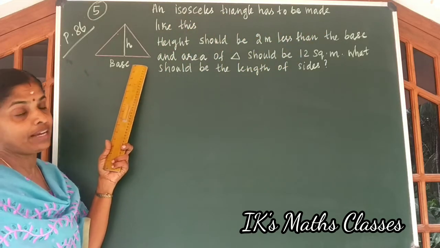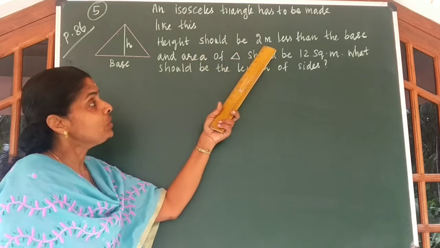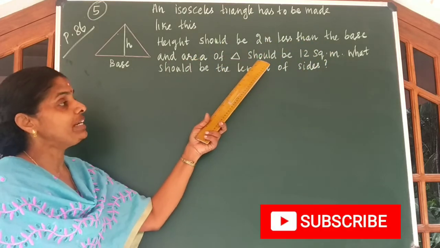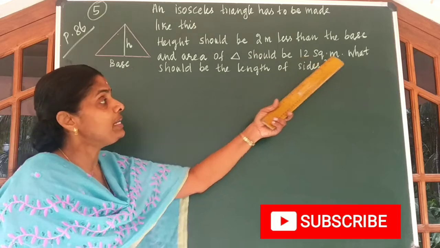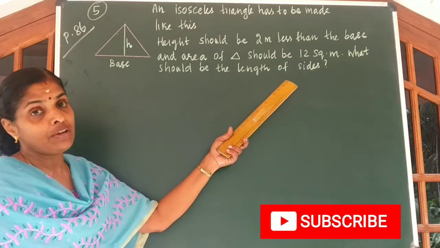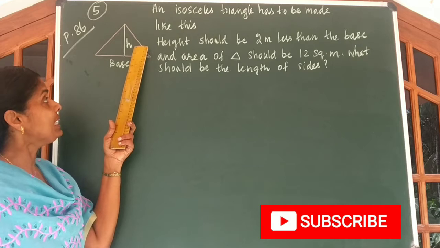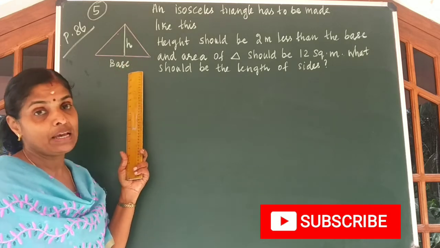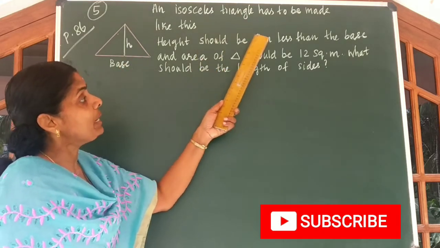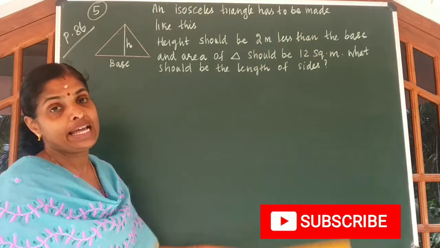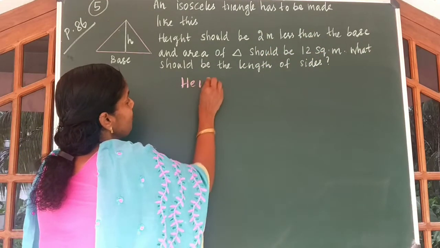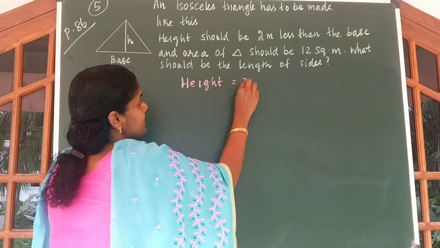You are given the figure. Height should be 2 meters less than the base and the area of the triangle should be 12 square meter. What should be the length of sides? We are not given height, we are not given base, but the condition given here is height should be 2 meters less than base. So I am going to take height to be equal to x.